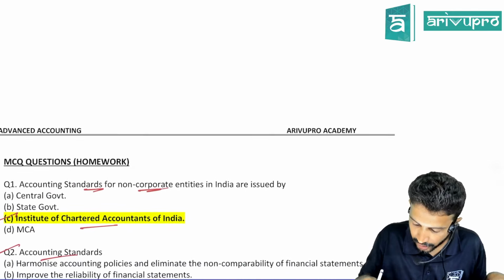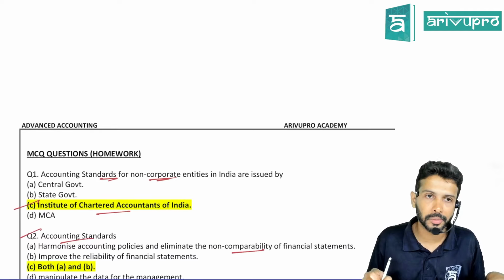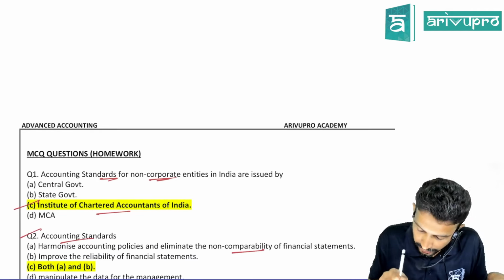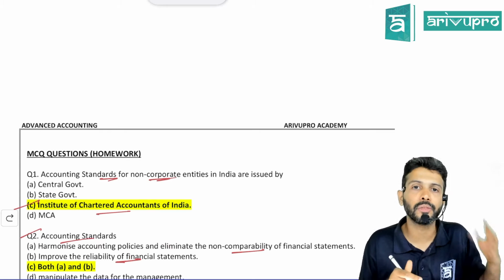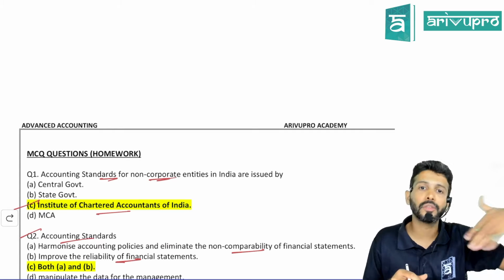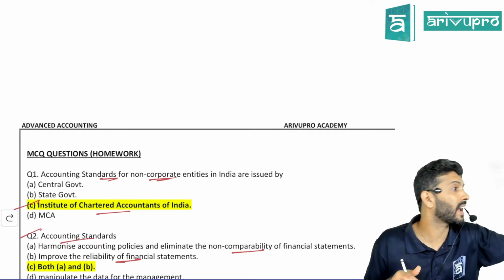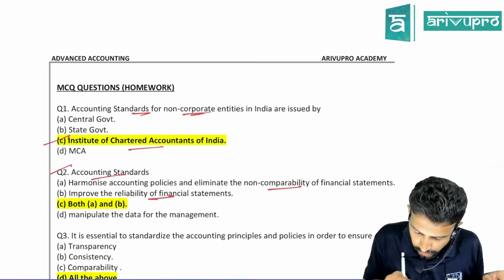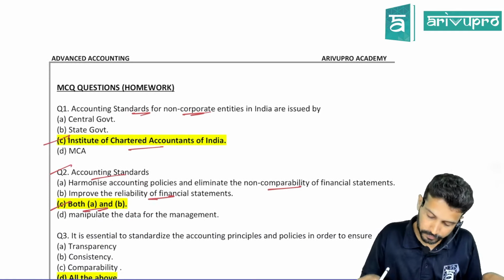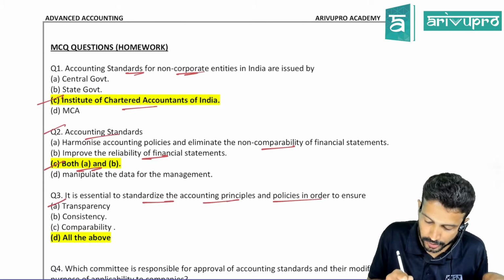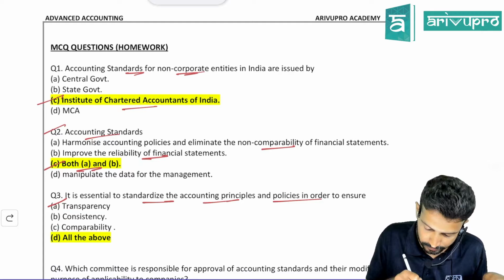They harmonize accounting policies and eliminate non-comparability. One of the advantages of accounting standards is to make financial statements comparable and improve their reliability. Obviously, accounting standards are rules. If everybody follows the rules, then financial statements will become more relevant and reliable. They're asking which is true: both A and B. That's the answer. It is essential to standardize accounting principles and policies to ensure transparency, consistency, comparability, all of them.